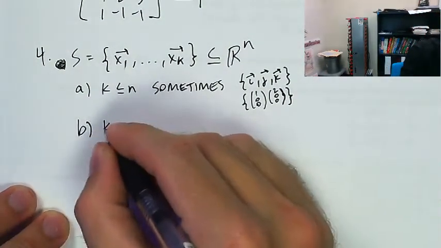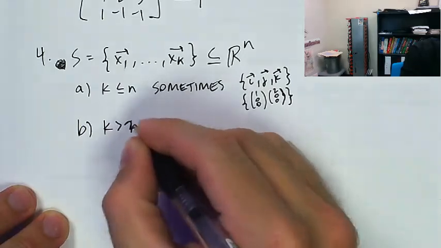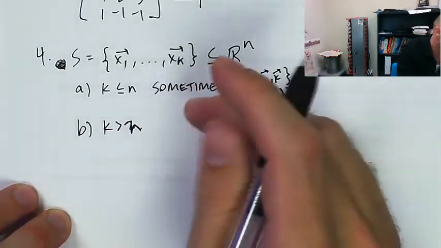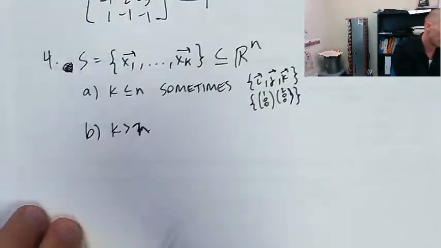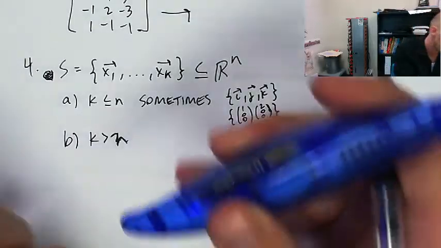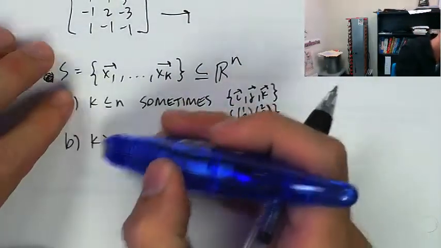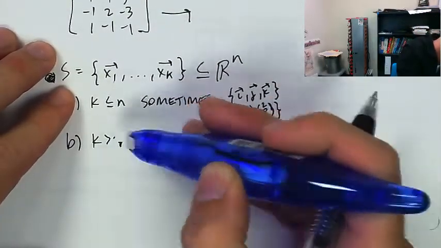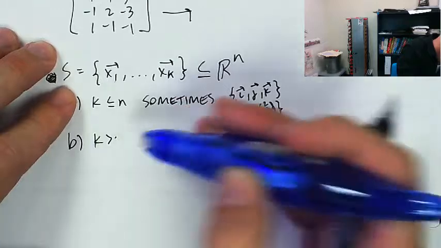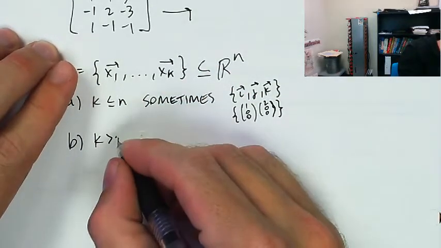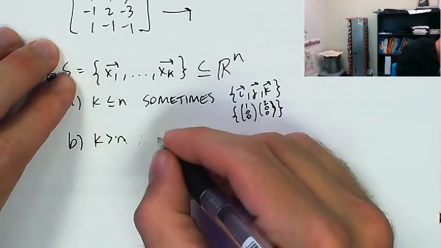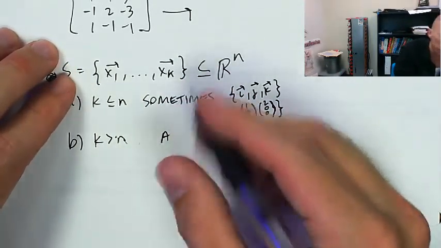Okay, if K is greater than N, S is linearly dependent. Yes. K is greater than N. I don't think that really looks like a Latin character, so maybe I'll just erase the whole thing. K is greater than N. This is always true, because it said linearly dependent.